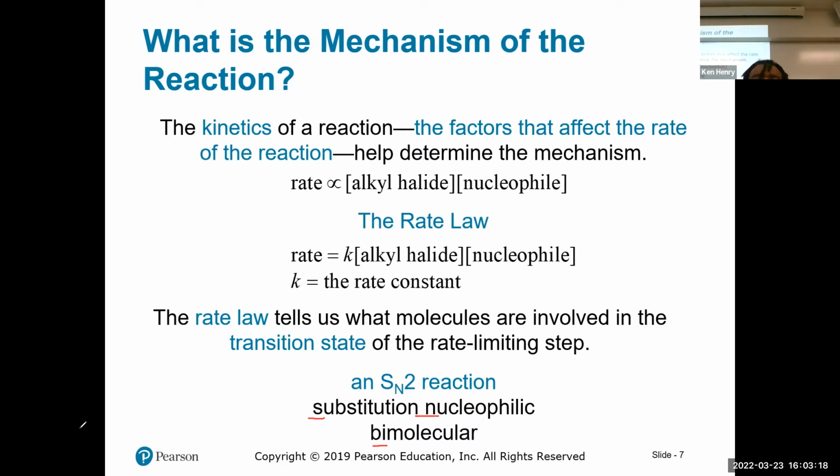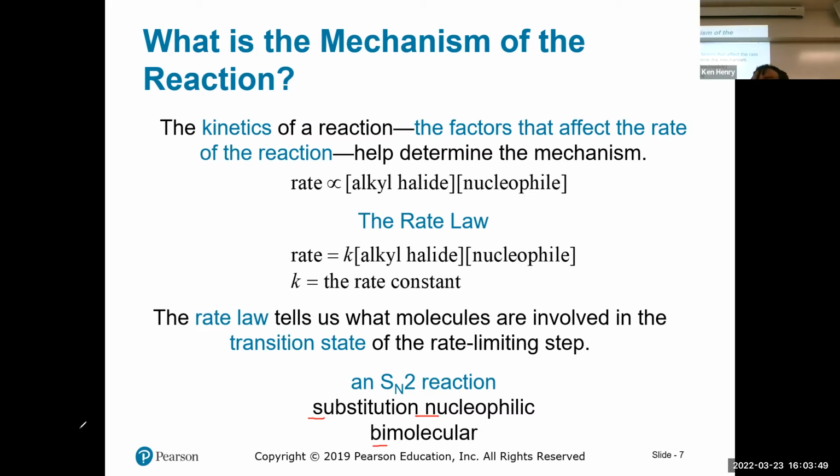SN2 makes reference to the fact that you have two things contributing to the reaction, right? So you're relying on both the concentration of the nucleophile and the concentration of the alkyl halide. So it's two molecules that you're looking at, and in this case both molecules are affecting the rate.